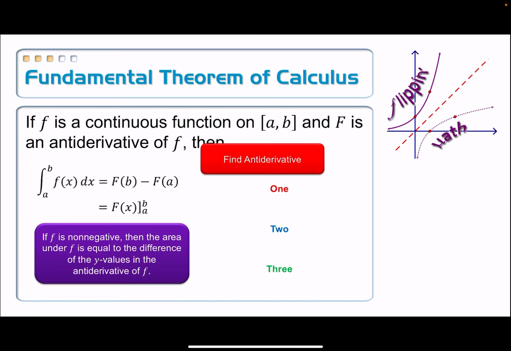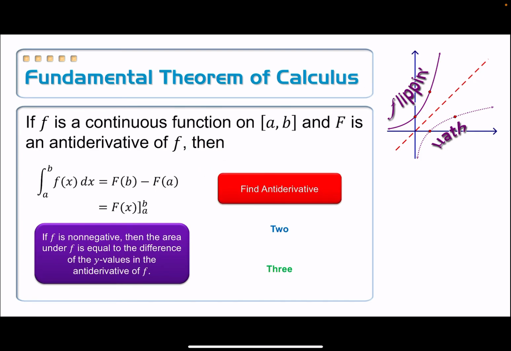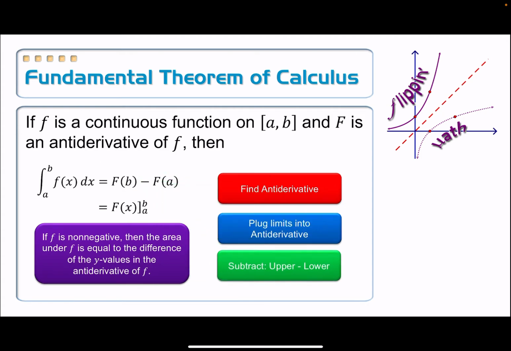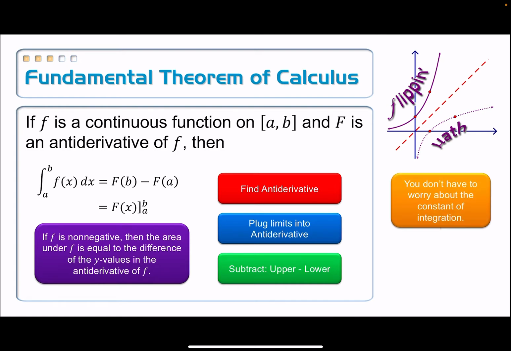So the first one is just find the antiderivative. And it can be any antiderivative. You do not have to worry about the plus c, okay? And then you're going to plug in your limits of integration, your b and your a, and then you subtract those two values. Always the top one minus the bottom one, right? And then you'll see in just a second, you don't have to worry about this constant of integration. I'll show you that in just a second.